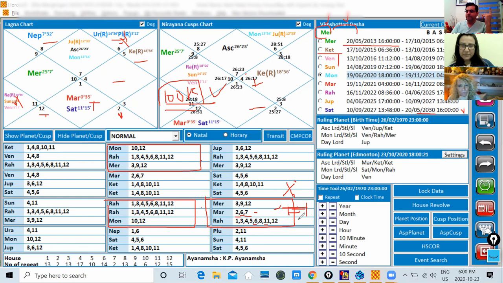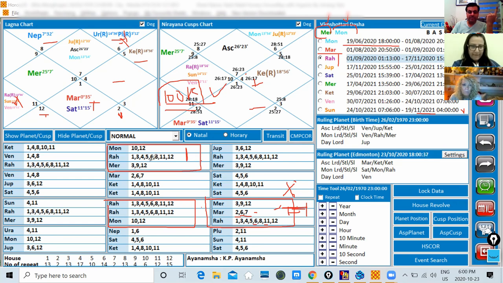But let's talk about the current period. The current period is Mercury, Moon and Rahu. So what is Moon showing? Almost the same. Nothing. 6, 11 is there. 10 is here. But 5, 8, 12 is also here. Right? Moon is also showing the same thing. What you have will just remain the same. And similarly, Rahu is also the same.